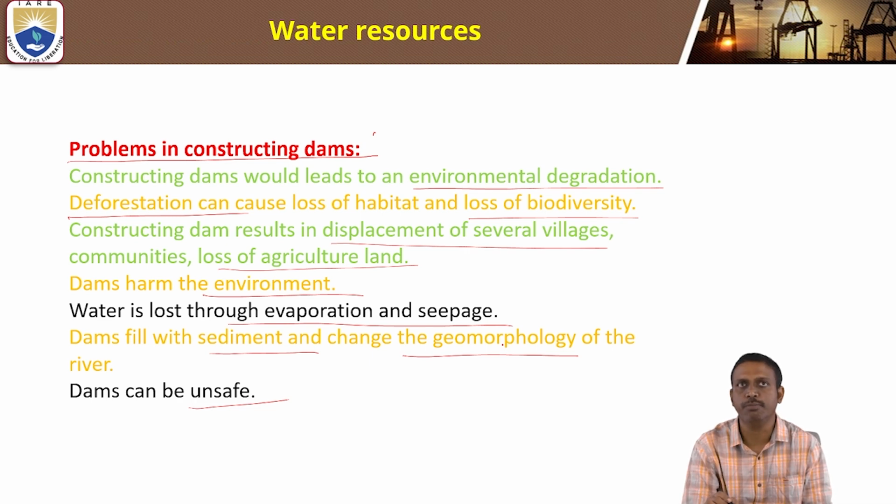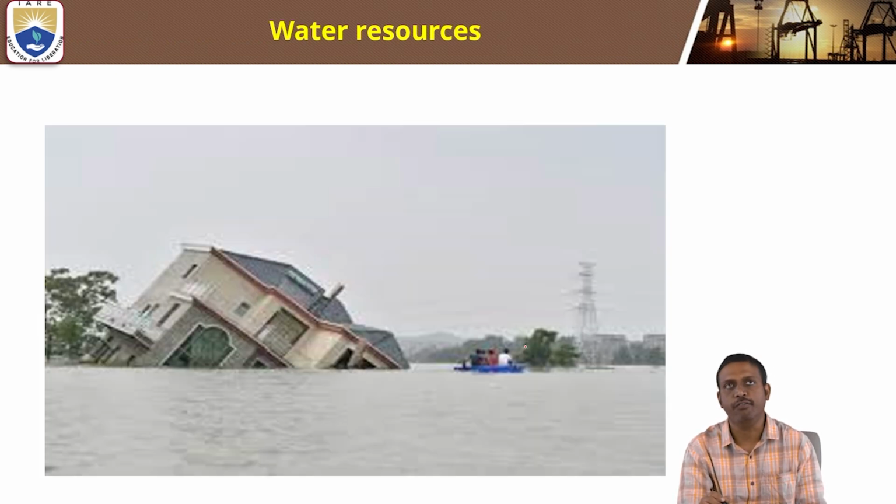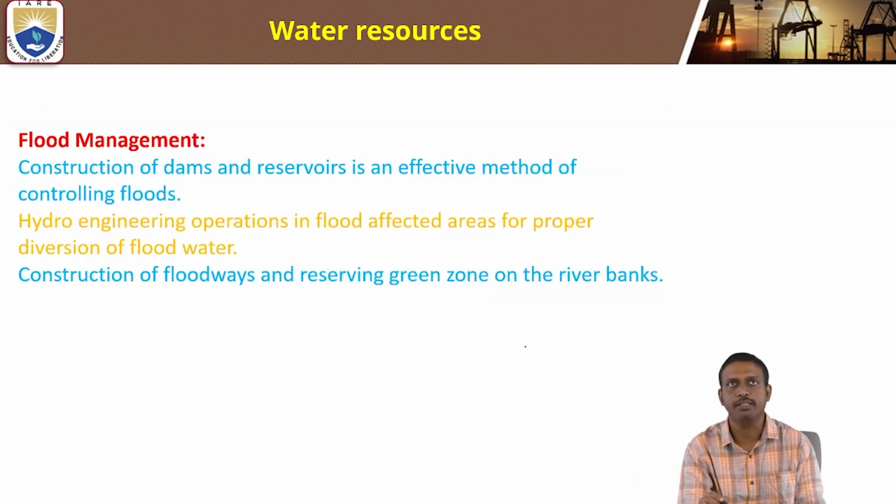Constructing dams leads to environmental degradation. Deforestation can cause the loss of habitat and loss of biodiversity. Constructing dams results in the displacement of several villages, communities, and loss of agricultural land. Dams harm the environment. Water is lost through evaporation and seepage. Dams fill with sediments and change the geomorphology of the river. Dams are unsafe.